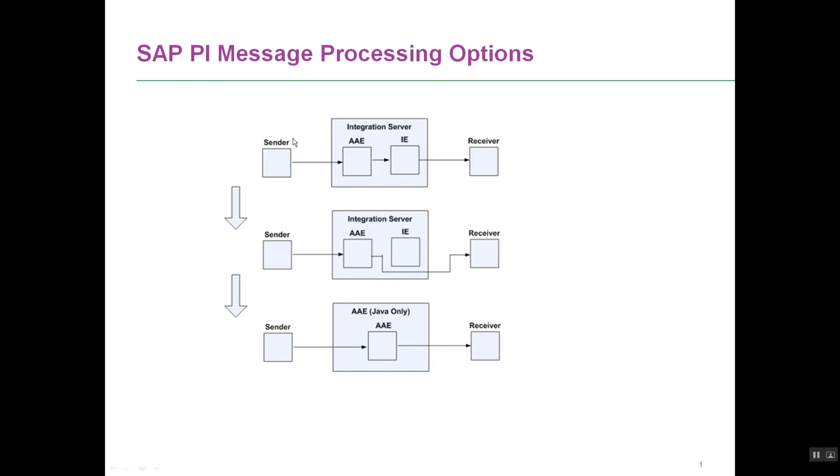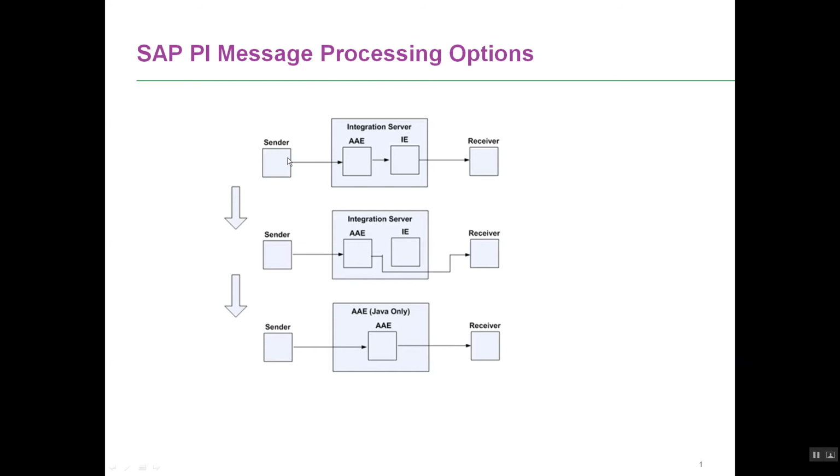What you see on the slide, the first picture here, is a sender adapter and a receiver adapter. At the central component, you have the integration server, which in turn contains the advanced adapter engine, or the adapter engine, and the integration engine. So far in all the 4 exercises that we've looked at, a file-to-file scenario, our file to IDOC scenario, our SOAP to RFC scenario, and our HTTP to SOAP scenario, all the messages were processed through this route.